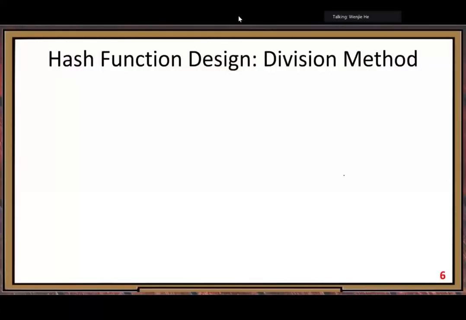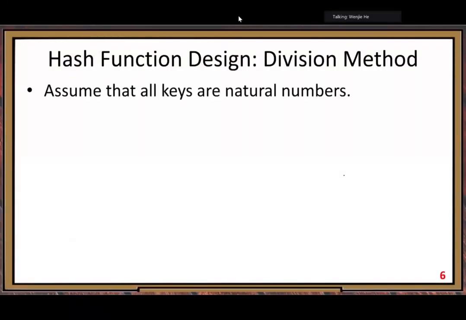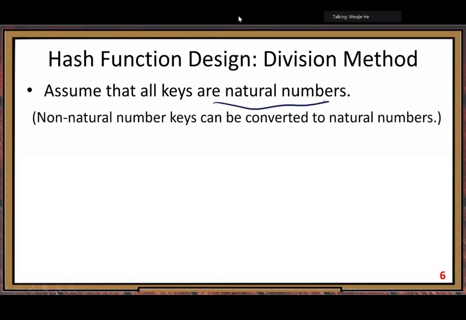All right. Hash function design, division method. Assume that all keys are natural numbers. If the keys could be strings, if we convert strings to numbers, it's very easy. That kind of conversion is very easy. So for simplicity, we just use natural numbers here. There are m slots. This is the simplest hash function.